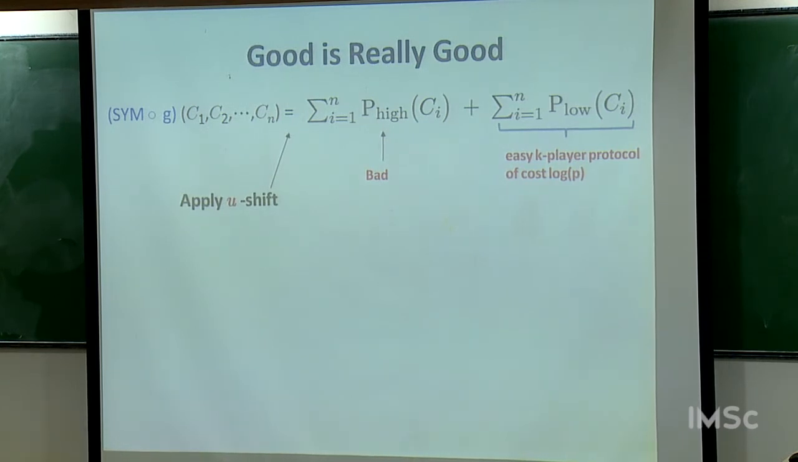So remember, I need to evaluate that thing on the right hand side. I apply this U shift for a given U, and this U shift can be computed by the players themselves. Okay, so they all know this right hand side that they need to evaluate. In fact, they know this therefore for every possible U shift.